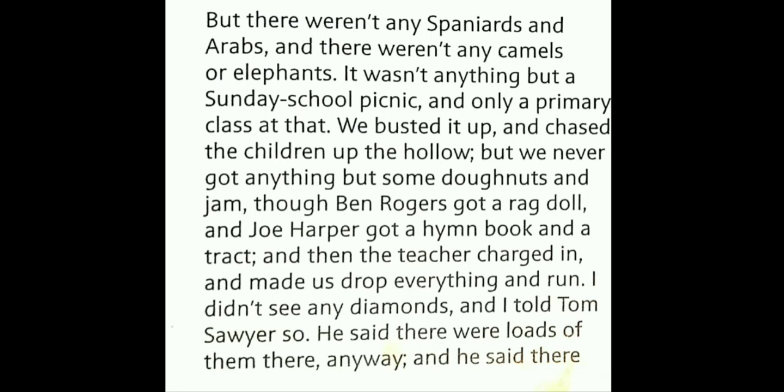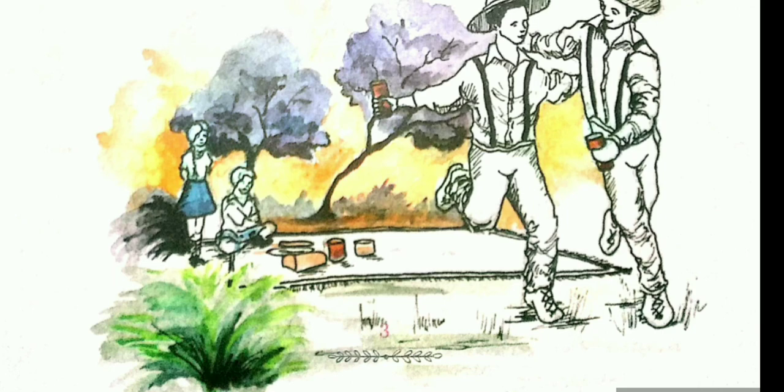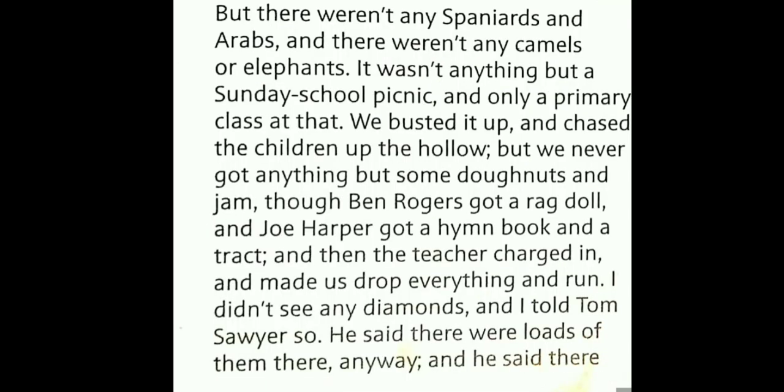So when they went down the hill, they found that there were no Spaniards and Arabs and no camels or elephants. They found that it was just a Sunday school picnic and only a primary class at that. That means there were small children who were going for a picnic. So, Huckleberry Finn and his friends went and chased the children up the hollow. But they did not get anything but some donuts and jam, as these children were going for a picnic. Also, his friends got a rag doll and a hymn book. Here, the word hymn means a religious kind of book in which the hymns are given. And then the teacher charged in. That means they all ran away as the teacher charged in.